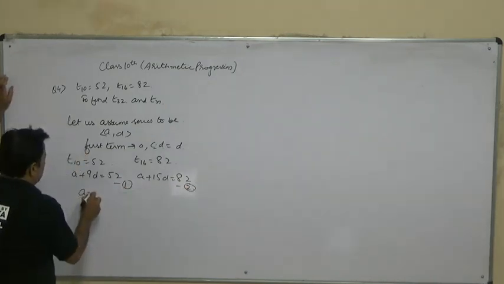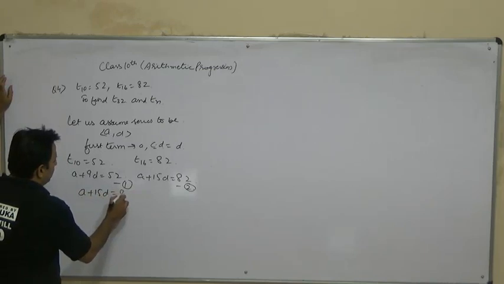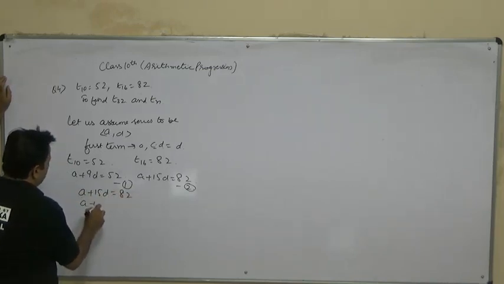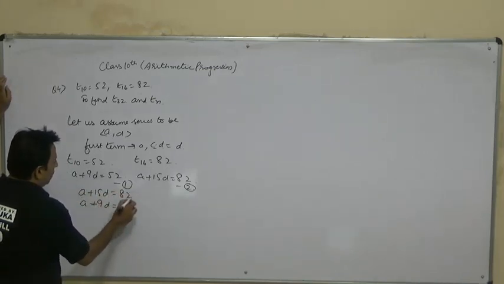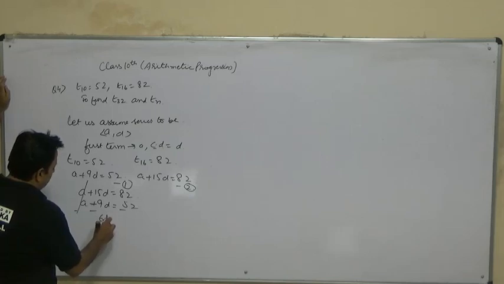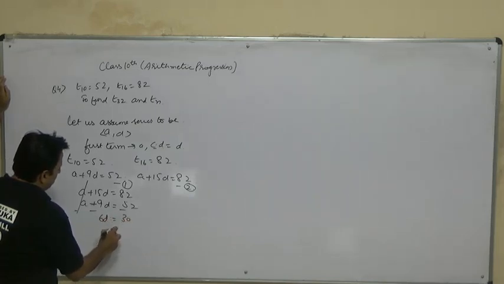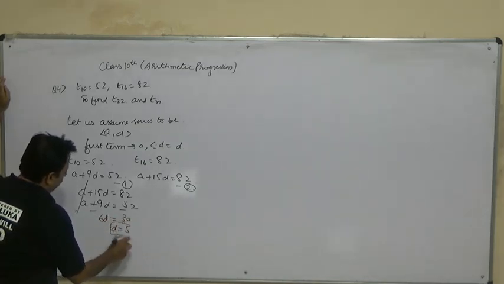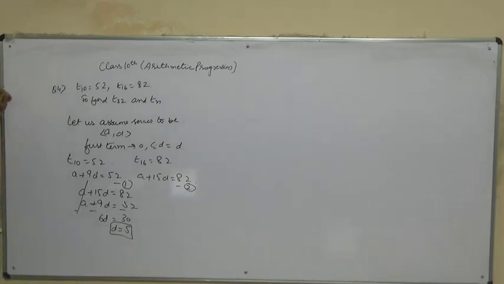So A plus 15D will be equal to 82. A plus 9D is equal to 52. Subtract them, minus, minus, minus. These two cancel out. This is 6D is equal to 30. D is equal to 5. Value of D is 5.